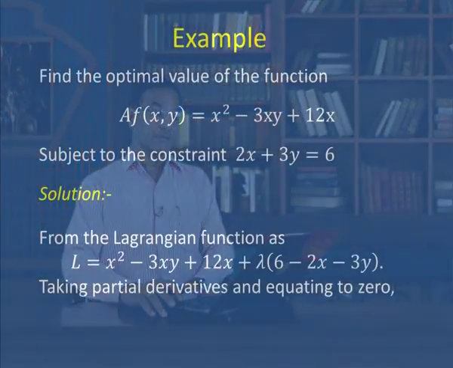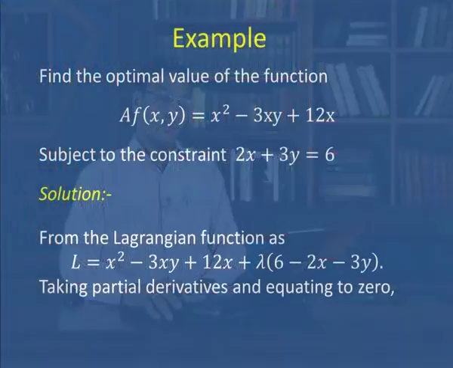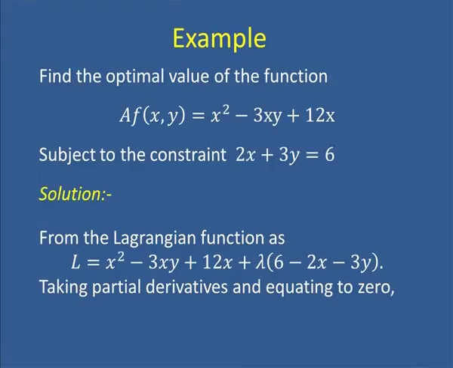For example, find the optimum value of the function f of x, y is equal to x square minus 3xy plus 12x. This is a two variable function subject to the condition 2x plus 3y is equal to 6. So, we will find the minima or maxima of this function under the condition by applying the Lagrangian rule. Therefore, we form a Lagrangian function L is equal to x square minus 3xy plus 12x plus lambda times the condition as 6 minus 2x minus 3y.